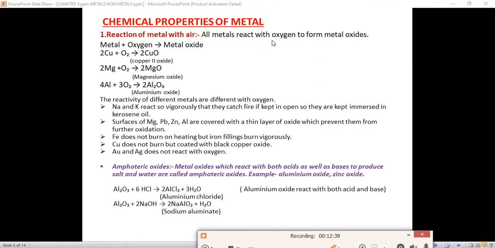All the metals react with oxygen to form metal oxides. It means metal will combine with oxygen and form metal oxide. For example, copper combines with oxygen O2 to form CuO, copper oxide. Magnesium combines with oxygen to form MgO, magnesium oxide. Aluminium combines with oxygen to form Al2O3, aluminium oxide. Like that, zinc combines with oxygen to form ZnO, zinc oxide.